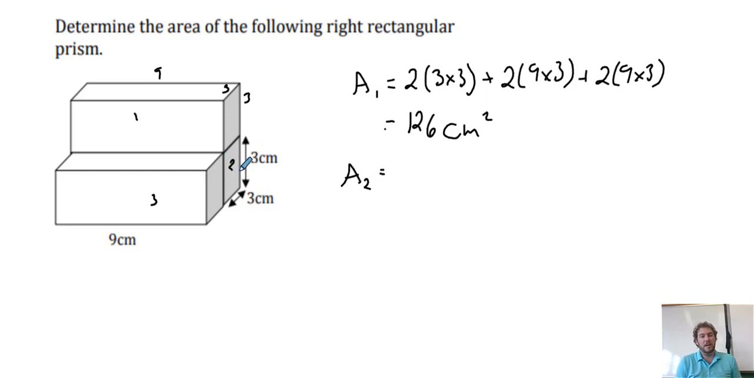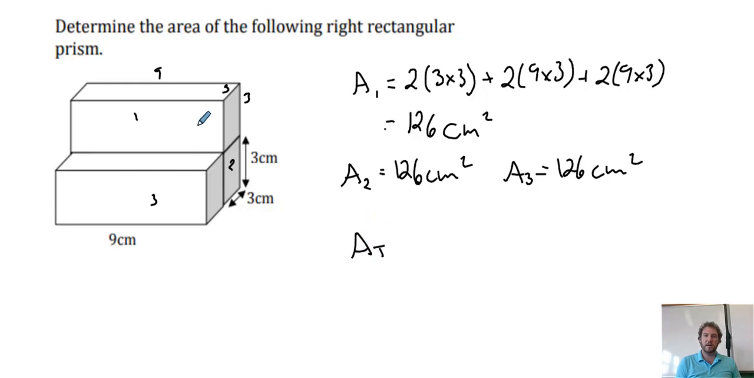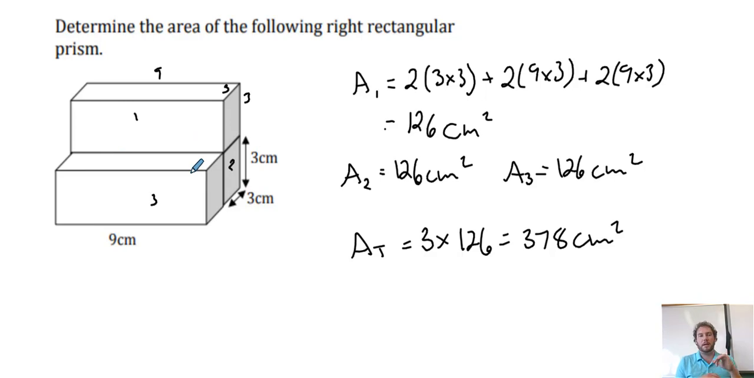And then if I were to do the same thing for rectangular prism number 2, what we see is that the dimensions are the same. It's a 3 by 3 by 9, right? So we would get 126 centimeters squared, and then the same thing would be true for rectangular prism 3. It'd be 126 centimeters squared. So what that means is that the total surface area of these three rectangular prisms would be 3 times 126, or 378 centimeters squared.